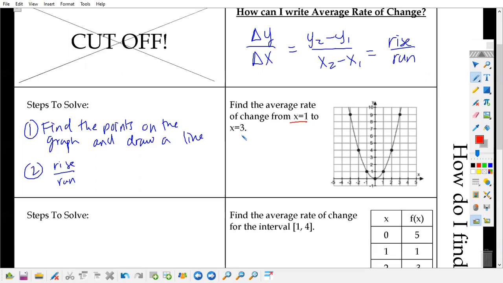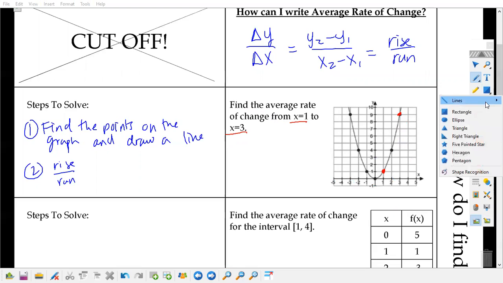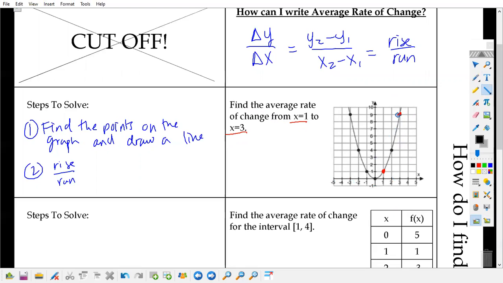So the first point we're looking for is x equals 1. So step 1 is to find the point. X equals 1 is here. The second point we're looking for is x equals 3. We're going to go to 3. Here's our second point. We're going to draw a line and connect them. I cheated and drew with the tool because normally my lines are horrible. It's magic. All right. So there's my line connecting the 2 points.